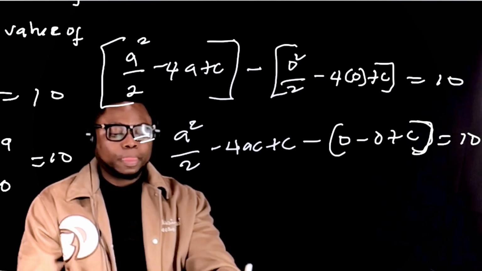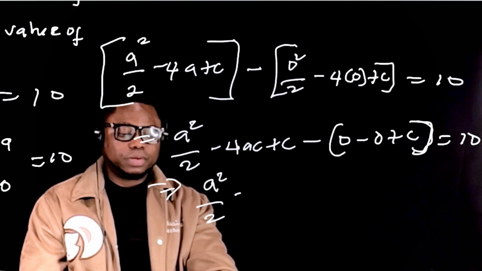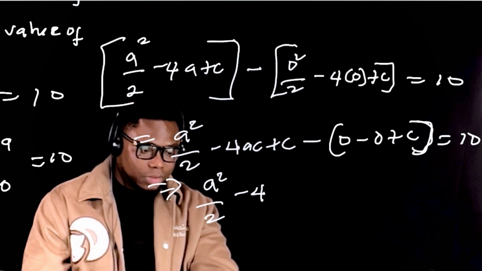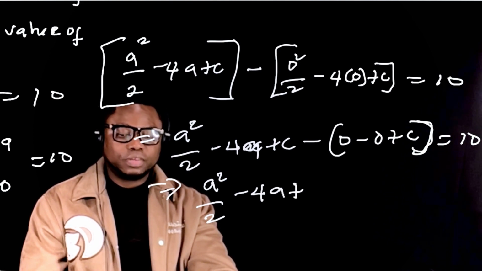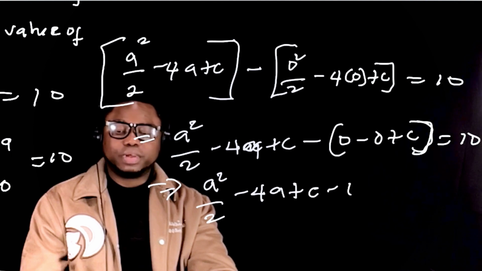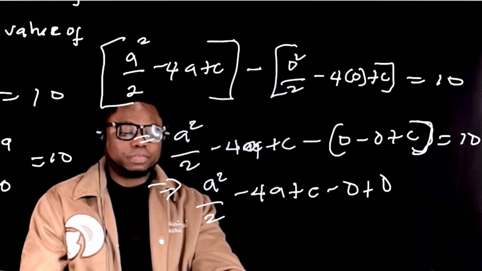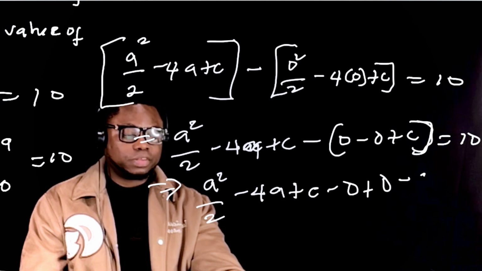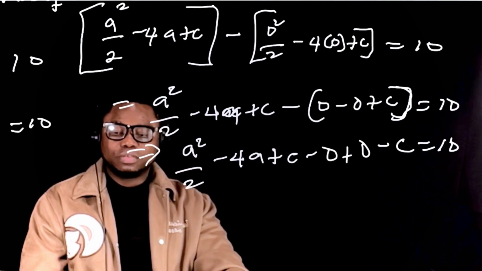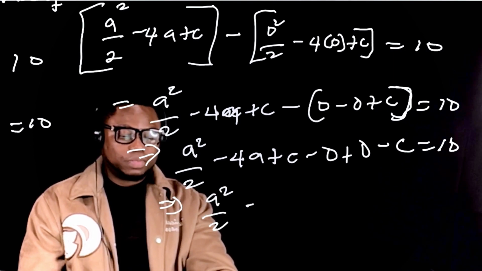This is bracket. Now, this is equal to a squared over 2 minus 4a, this is a, rather, not ac, plus c. Minus times 0 is going to give me minus 0. So minus times minus is going to give me plus. I'll write 0. Minus times plus in the bracket is going to give me minus. So I'm using minus to clear the bracket. This is equal to 10. So this is the same thing as a squared over 2 minus 4a plus c.